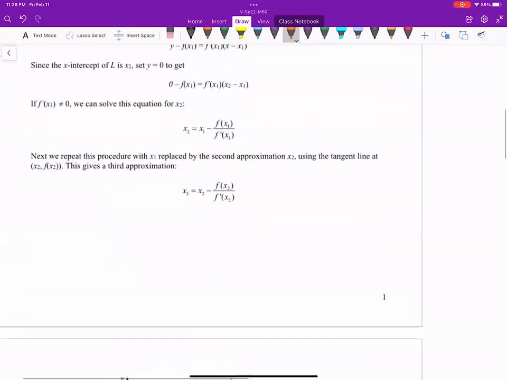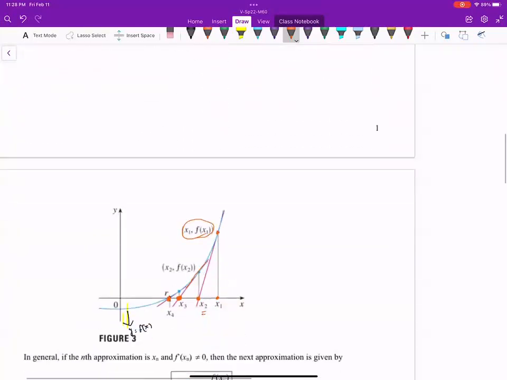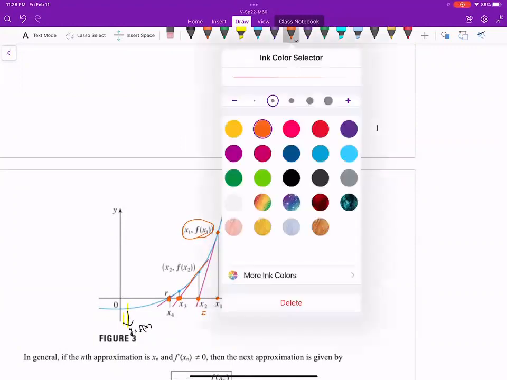If you consider that first approximation to be x1, let's assume that x2 is the second approximation. So we consider the equation of the tangent line at x1, so we are finding the equation of the tangent line at x1.